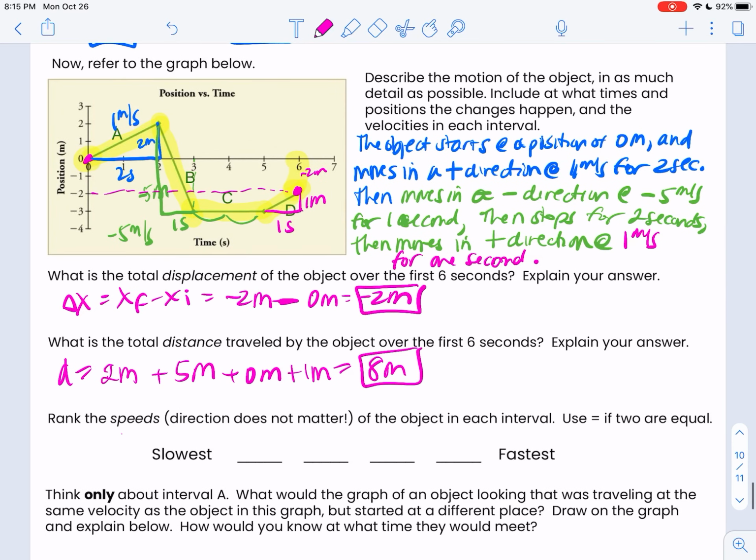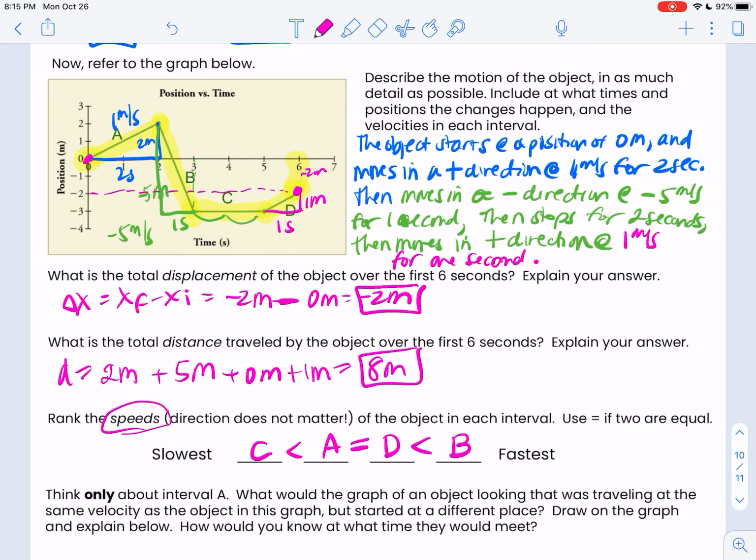Rank the speeds. Remember, direction doesn't matter to the speed. So speed just means how fast. The slowest he was going was during interval C, because he wasn't even moving, which was less than the next fastest, A and D. Those were both moving 1 meter per second, so I'm going to put in equals, which is less than B, the fastest. Even though it was in a negative direction, B was still the fastest at 5 meters every second.